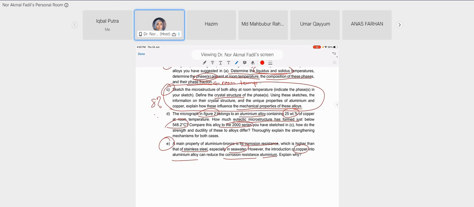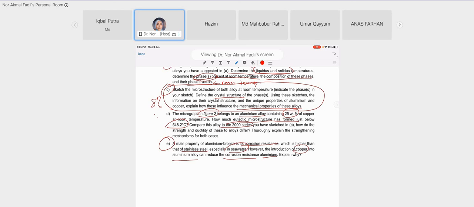So why is it that the corrosion properties of aluminum plus copper are reduced? Aluminum is corrosion resistant, which is higher than siliceous, especially in seawater. However, introduction of copper in aluminum alone can reduce the corrosion resistance of aluminum.